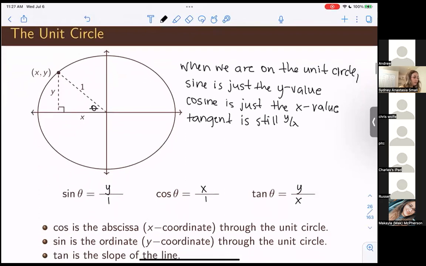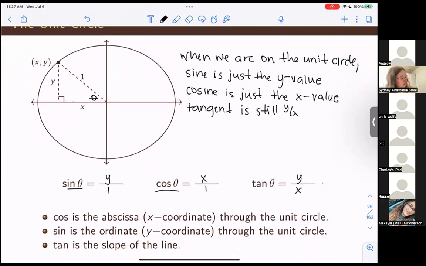And if you'll notice, since sine of theta is just y, and cosine of theta is just x, we can say that the tangent of theta is the sine of theta over the cosine of theta. This gives us a very useful formula to solve for tangent later when we need to.